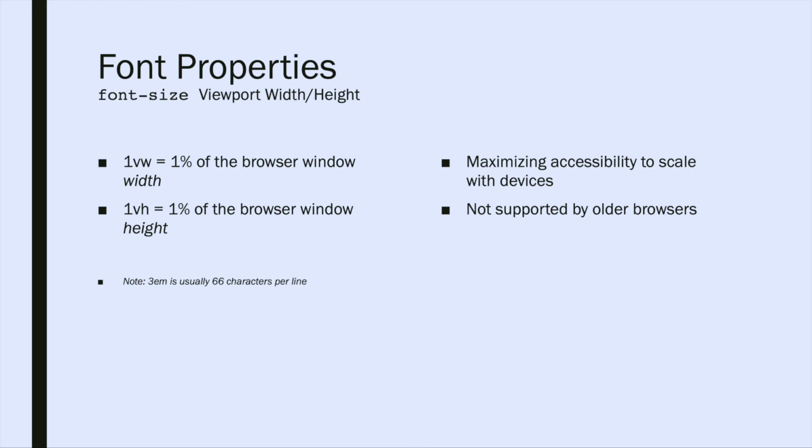Next, we have viewport width and height. 1 VW equals 1% of the browser window width. Meanwhile, 1 VH equals 1% of the browser window height. Now, usually 3 EM is compared to about 66 characters per line. This allows for maximizing accessibility to scale with devices, but it's not supported by older browsers such as Internet Explorer 6.